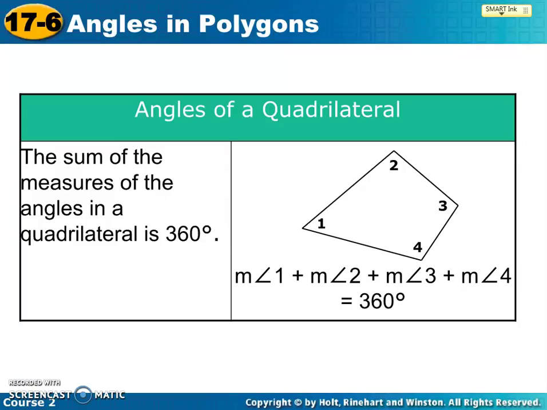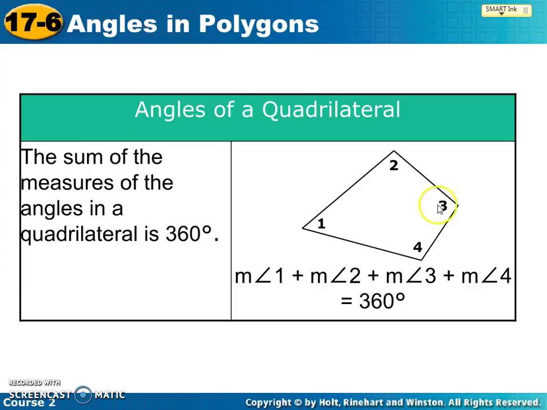All right, on your notes again, we're going to continue to do this. We're going to define the angles of a quadrilateral. The quadrilateral, again, is a four-sided figure. Quad means four. It also happens to have four angles. The definition of angles of quadrilaterals is that the sum of the measures of the angles in a quadrilateral is 360 degrees.